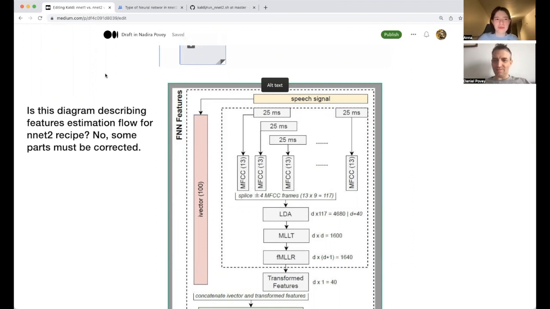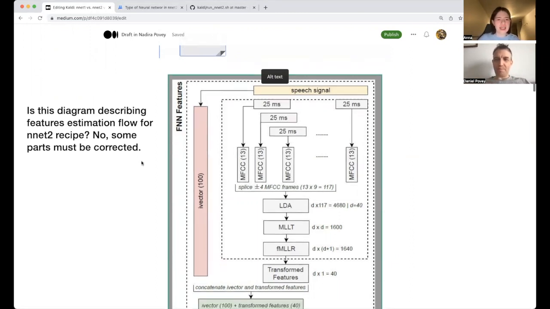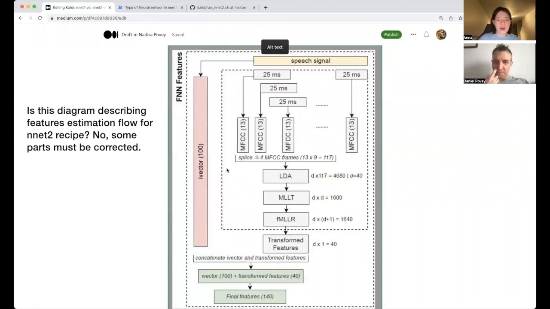Hello, we're here with Daniel Povey, and somebody asked, is this model correct for the nnet2 recipe?